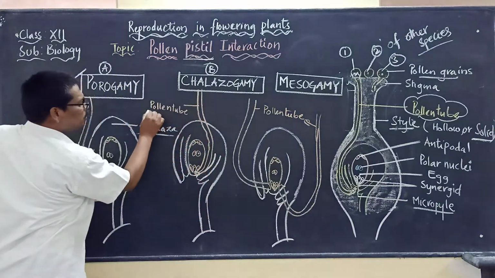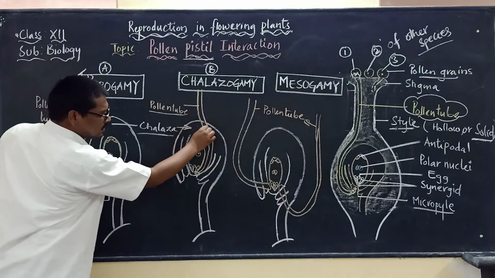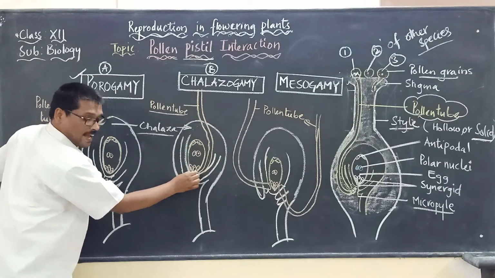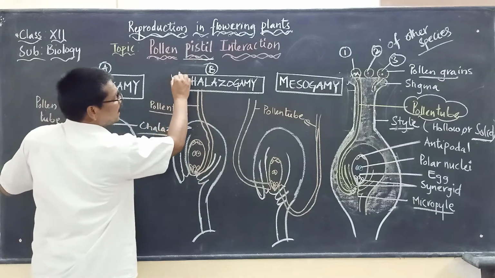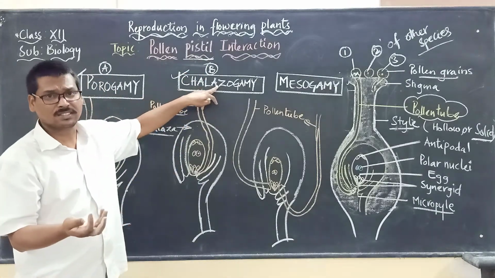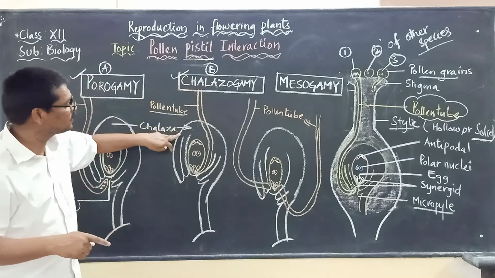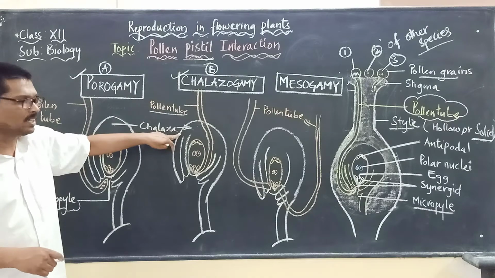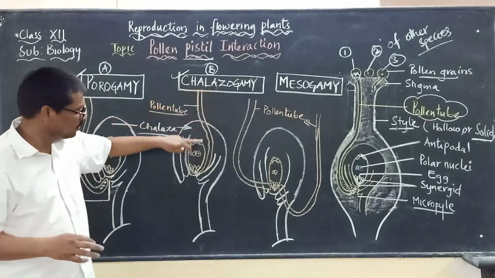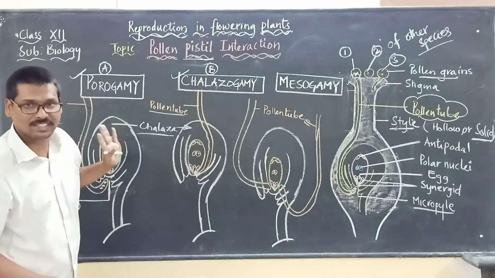So when the pollen tube is entering through the chalazal region, and then comes and reaches this region where there is the egg, we call this what? Chalazogamy. Here the word itself tells us, so keep it in mind. If the pollen tube is entering through the chalazal region, it is called chalazogamy. So here the pollen tube enters through the chalazal region.